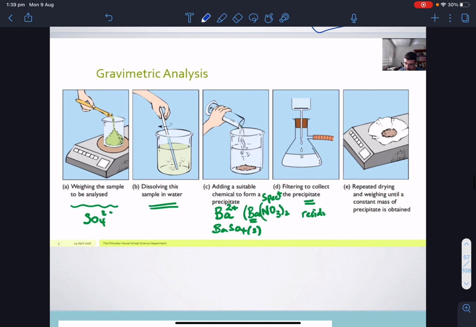Here's a graphical way that I stole from Cole Harrison. Good videos. So, weigh the sample to be analysed, so you get the initial mass, dissolve it in water, add something to form a precipitate. So for the sulfate, we're going to add barium in there. So barium nitrate will be a nice soluble barium salt. And then we're going to filter and collect, and then we're going to dry and weigh, okay?